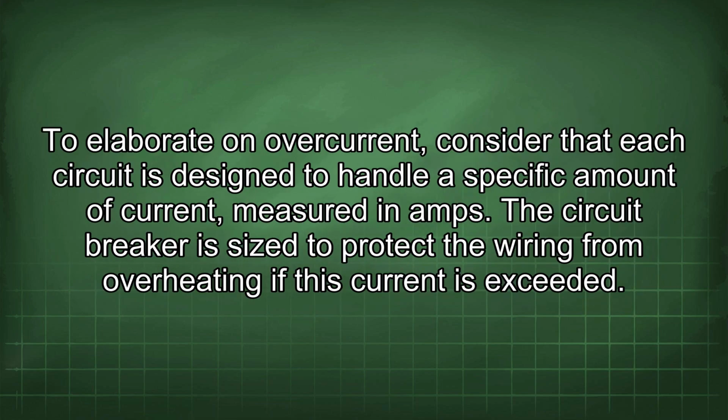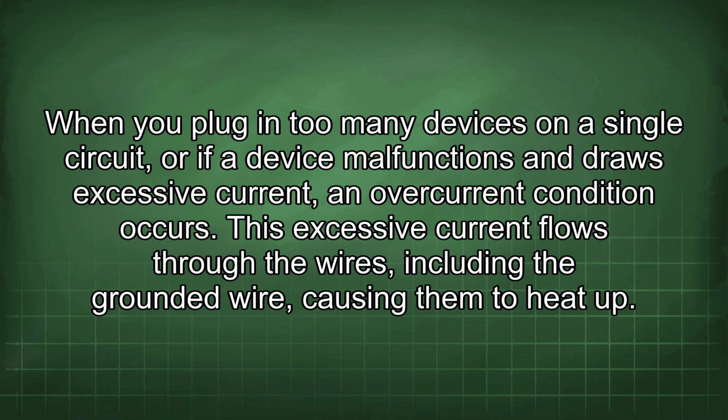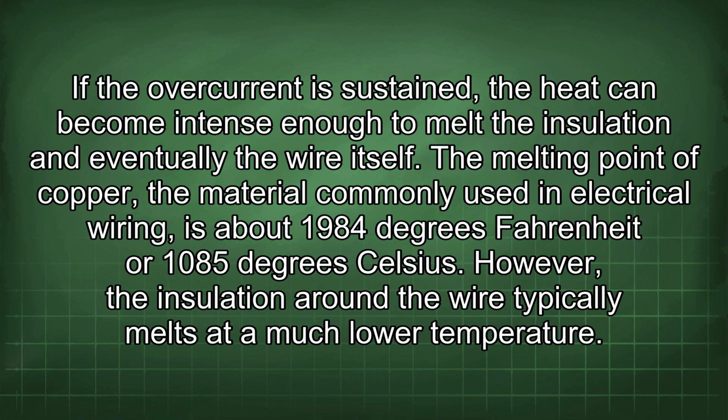To elaborate on overcurrent, consider that each circuit is designed to handle a specific amount of current, measured in amps. The circuit breaker is sized to protect the wiring from overheating if this current is exceeded. When you plug in too many devices on a single circuit, or if a device malfunctions and draws excessive current, an overcurrent condition occurs. This excessive current flows through the wires, including the grounded wire, causing them to heat up. If the overcurrent is sustained, the heat can become intense enough to melt the insulation and eventually the wire itself.